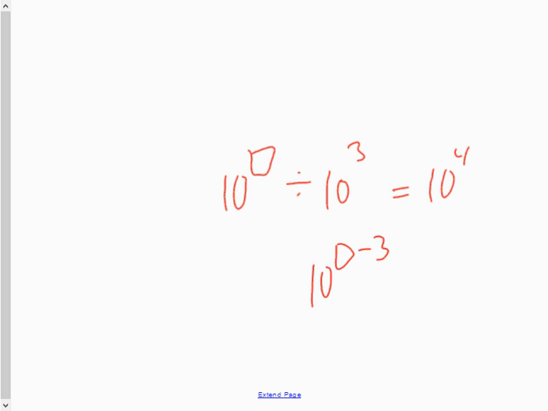Question 12, we have 10 to the square divided by 10 to the exponent of 3 equals 10 to the 4. Now our laws say keep the base and subtract our exponents. So what number take away 3 is 4? The answer is 7. So it's 10 to the 7th, or 10 million.